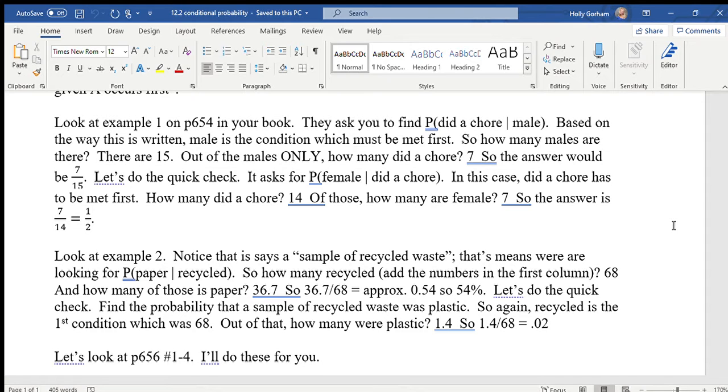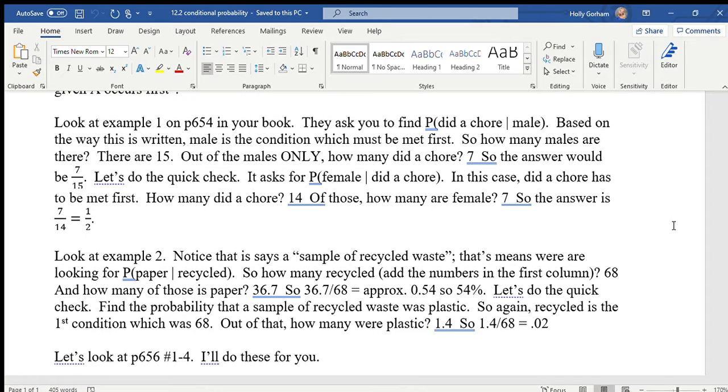So we can write these as fractions or decimals or percents, and we'll just kind of go with all of those. Now let's look at example 2. It says that there is a sample of recycled waste. So on that first question, we're looking for the probability of paper given that it's recycled, because that's what the sample is. So how many recycled do we have? You add the numbers in the first column, and that would be 68. Out of those, how many are paper? That's 36.7. So when you divide that, you get roughly 0.54, which is 54%.